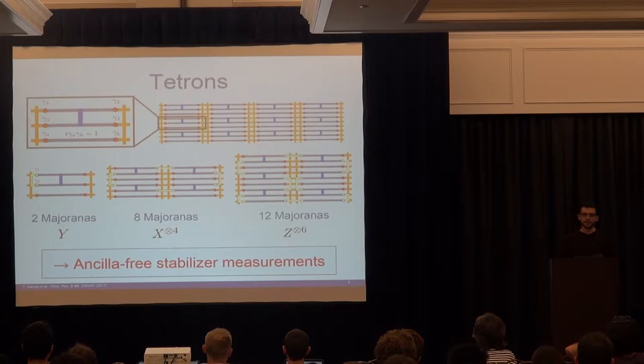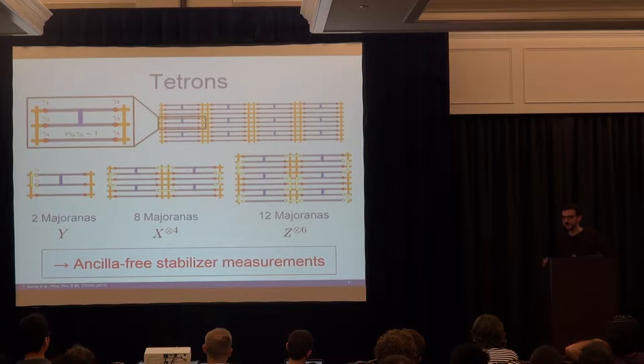The other advantage that Majorana-based qubits have is that, in all implementations so far, if you know how to measure the product of two Majoranas, you can basically use the same prescription to measure the product of four Majoranas, eight Majoranas, and so on. So not only can you measure Pauli operators, but also products of Pauli operators.